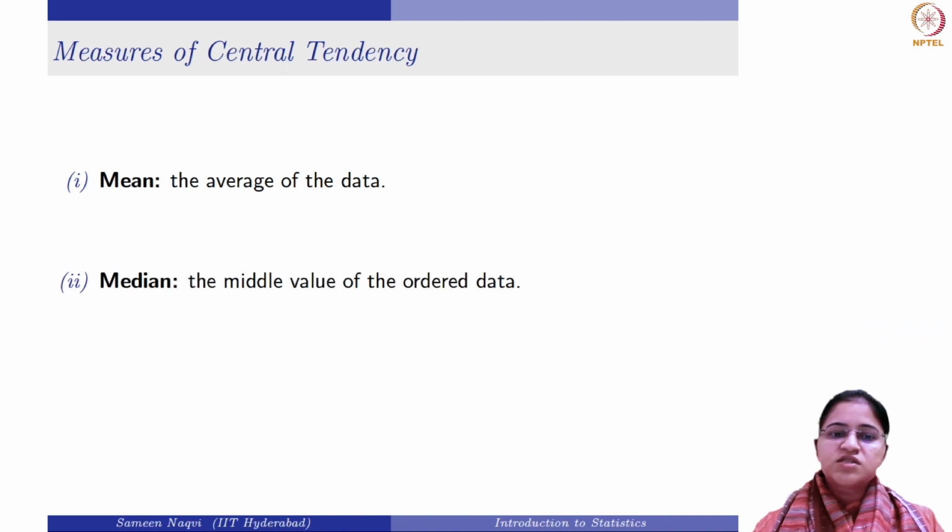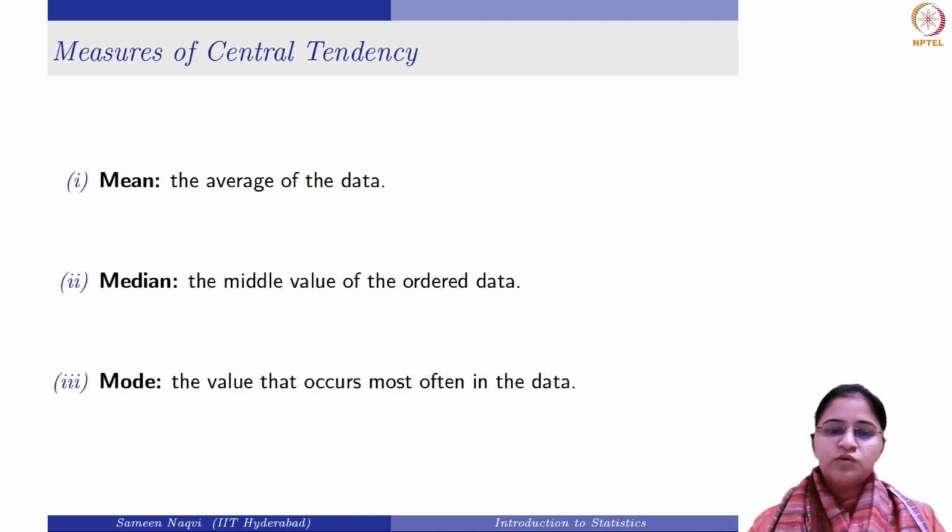The other one is the median. Median is basically the middle value of the ordered data. Whatever the data set is given to you, you arrange it in ascending order and then you look at what is the middle value. So basically, median divides the data set into two halves. And finally, mode is the value that occurs most often in the data. To understand this, let us consider an example.